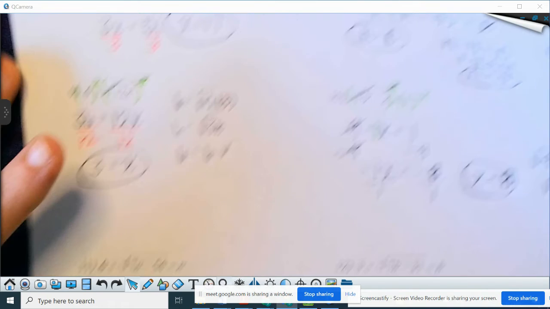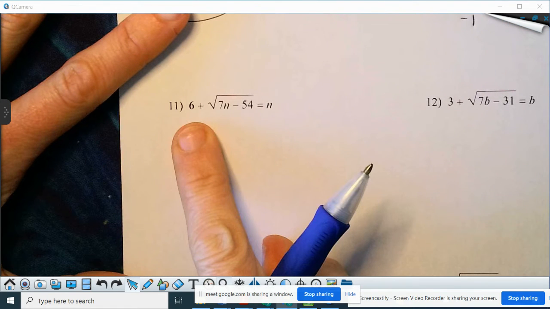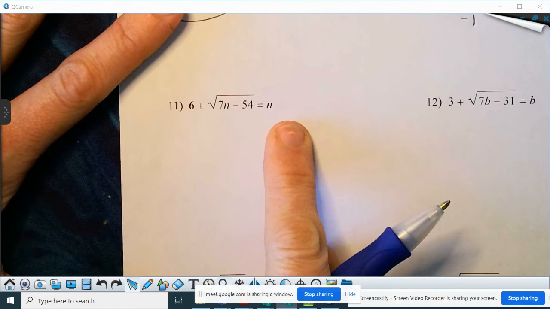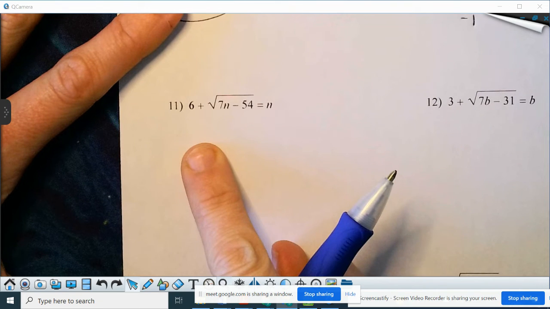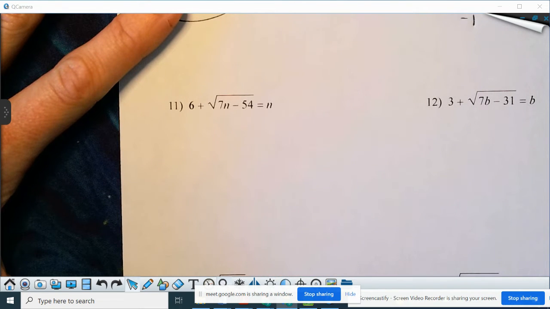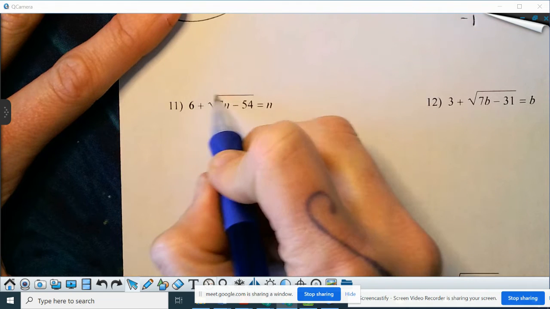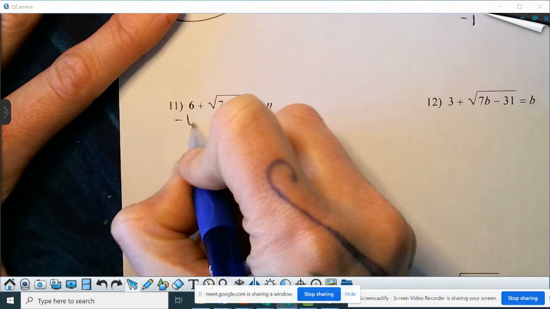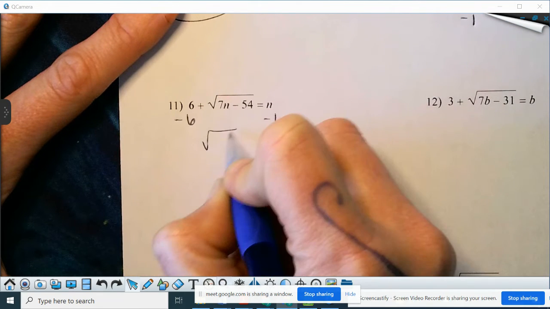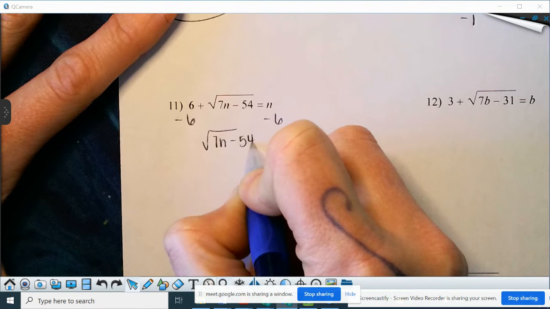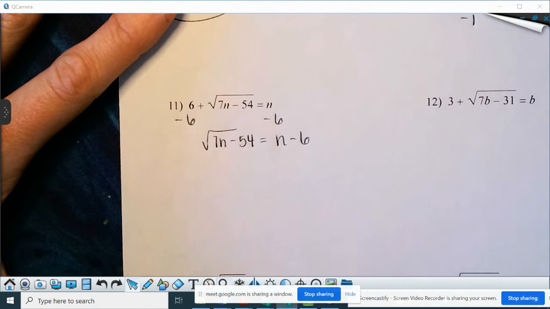Number 11. So you're going to run into some of these that have things going on outside the root bar. When there's something going on outside of the root bar, you can't just square both sides. So you want to get the square root by itself. So I'm going to move the 6 over. And now I'm going to square both sides.